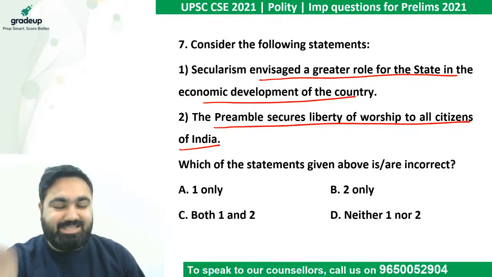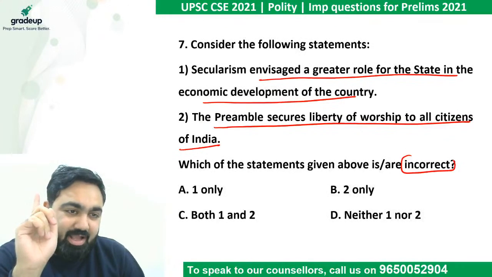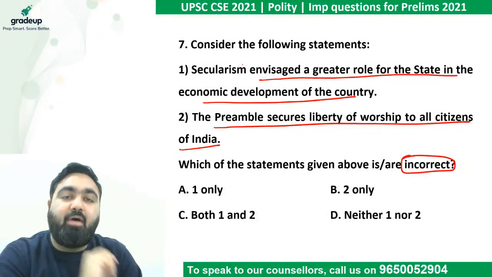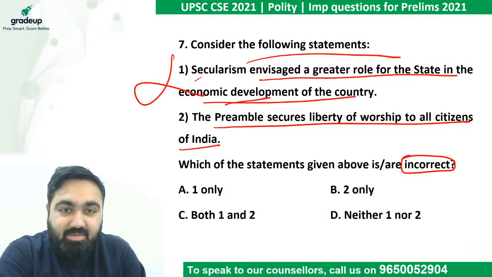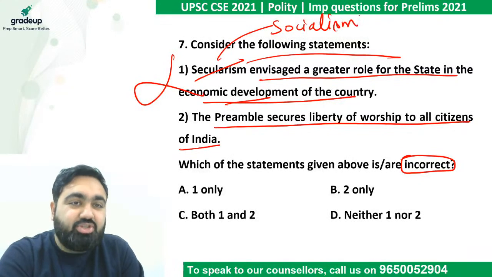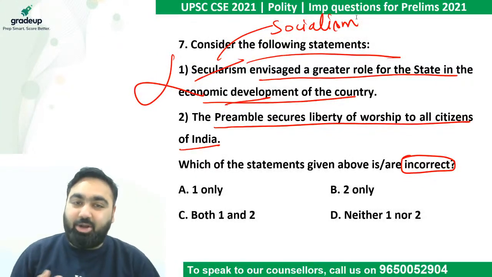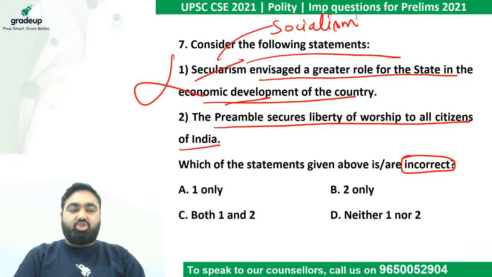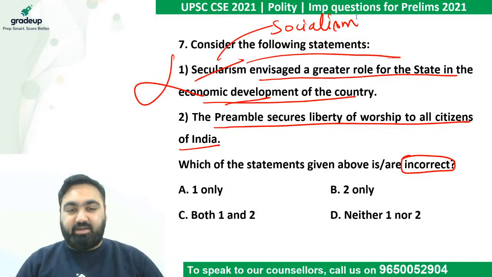Okay, Rudra. Let's see. First of all, remember you have to tell the incorrect one. Now, number 1. Secularism envisaged a greater role for state in economic development. No, this is not secularism. This is socialism. Socialism says that the state or the government will have a larger role to play in economic development of the country, because socialism means the government will control the industry. So first is incorrect, right?